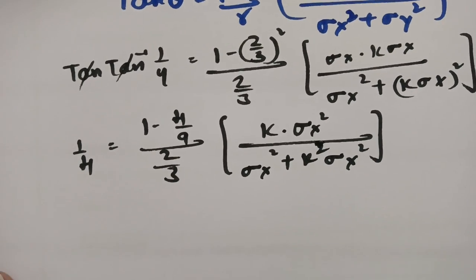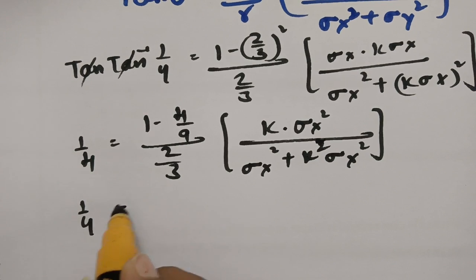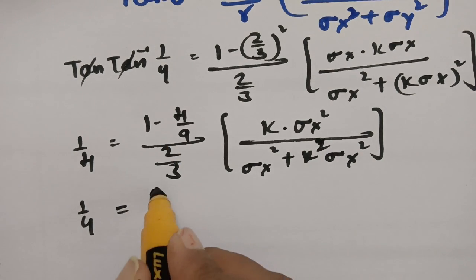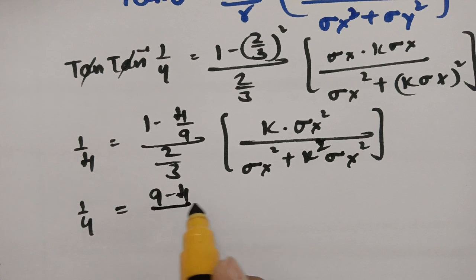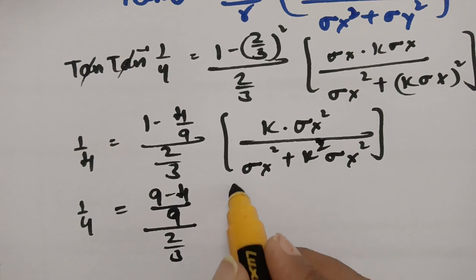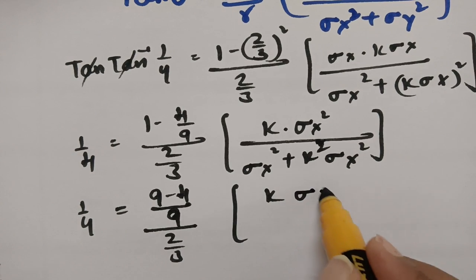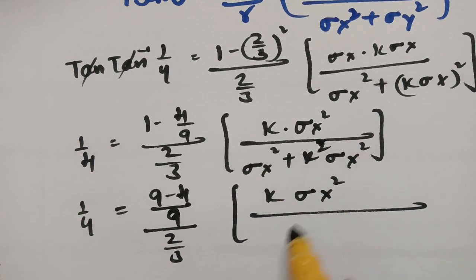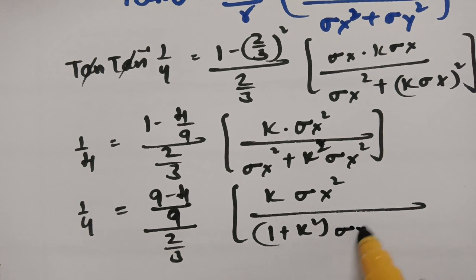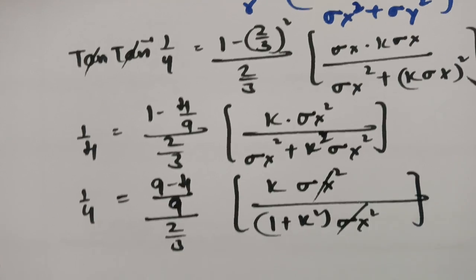And now see, 1 by 4 is equal to, if I cross multiply, 4 into (9 minus 4 by 9) by 2 by 3, into k times sigma x square. If I take common 1 plus k square into sigma x square, I can cancel these two.